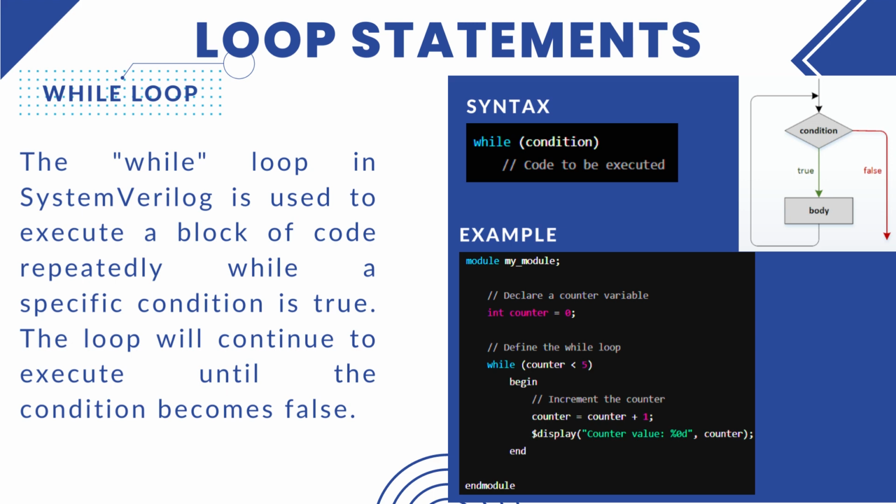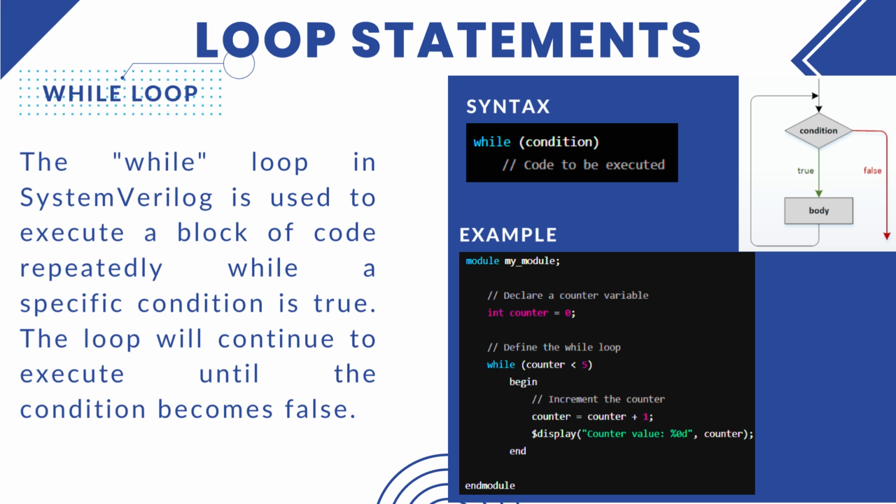While loop. The while loop in SystemVerilog is used to execute a block of code repeatedly while a specific condition is true. The loop will continue to execute until the condition becomes false. Here is an example of the syntax for a while loop in SystemVerilog. While condition. Code to be executed.